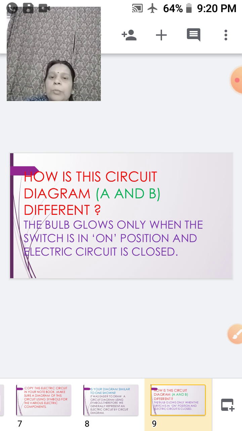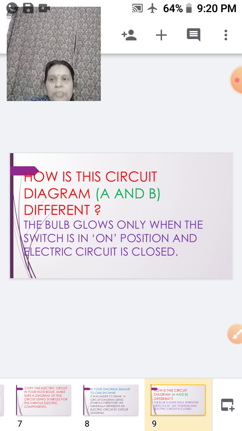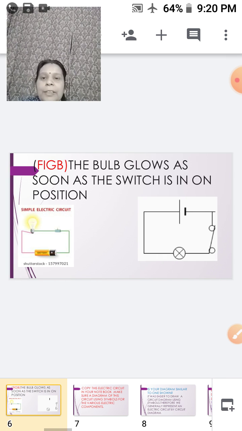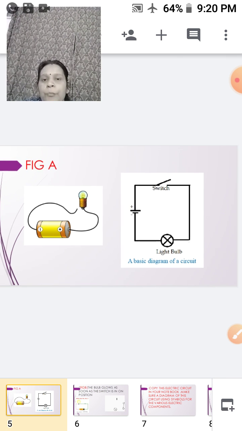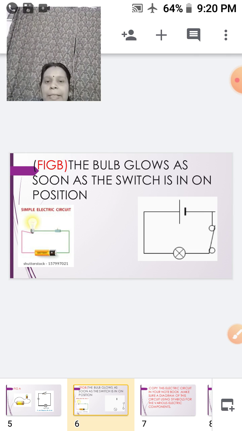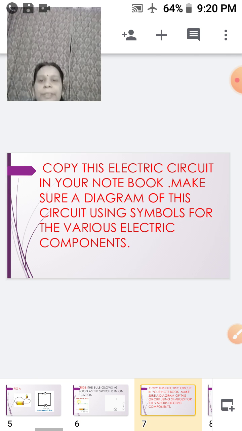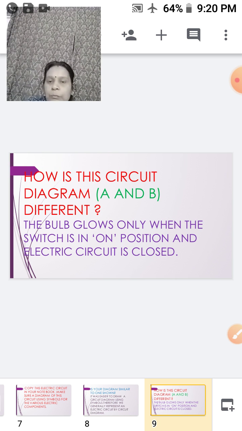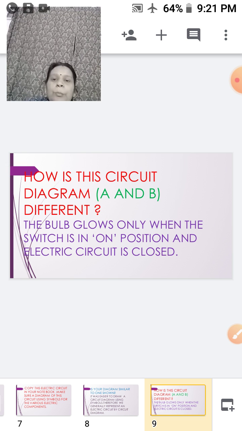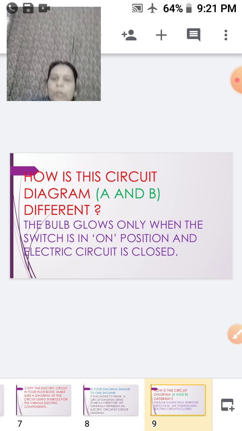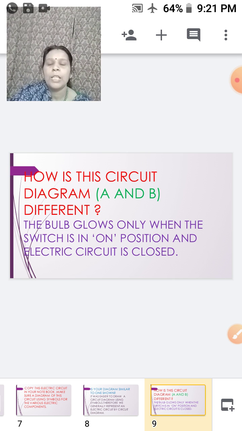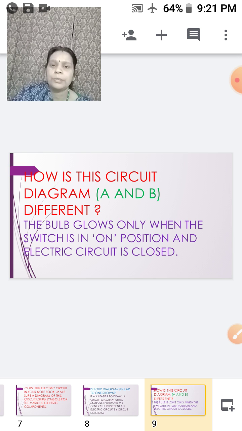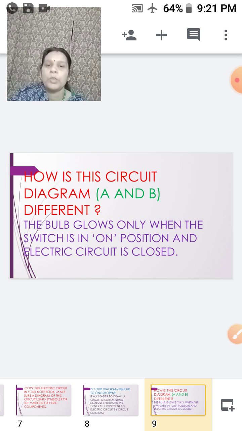How are circuit diagrams A and B different? Yes, I showed you both the diagrams. This is your diagram A, and this is your diagram B. So how are they different? Both these diagrams are different because in figure B, the bulb was glowing. Why was it glowing? Because the switch was in on position and the circuit was closed. Whereas in figure A, the circuit was open since the switch was in off position.